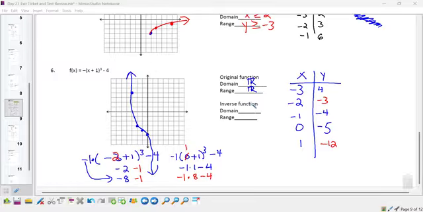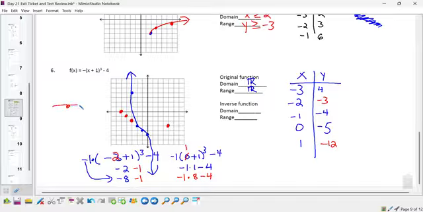Now, this graph, let's do the inverse points one by one. First, we've got 4, negative 3. Then we've got negative 3, negative 2. Then we've got negative 4, negative 1, negative 5, 0, and the other one would be like negative 12, 1, would be like somewhere over here.